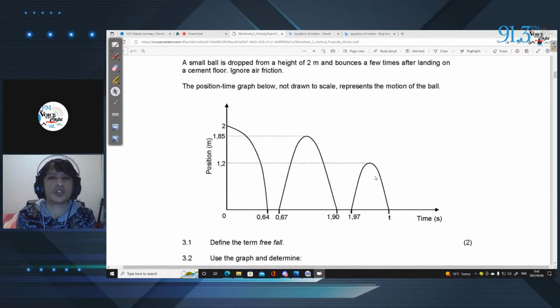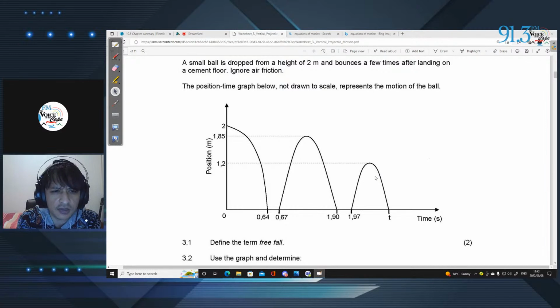A small ball is dropped from a height of 2 meters and bounces a few times after landing on a cement floor. Ignore air friction. The position time graph below, not drawn to scale, represents the motion of the ball. So once again, we need to now analyze this graph. So we've got a position time graph this time, not a velocity time graph.